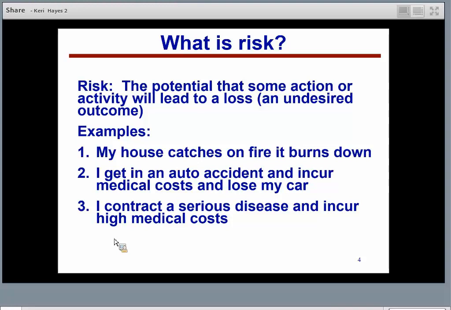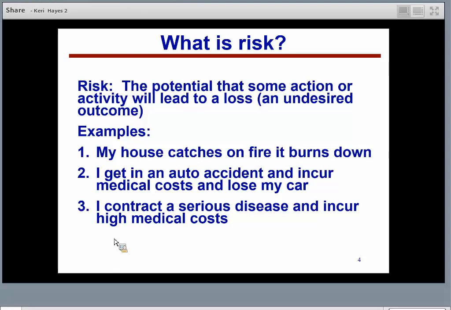So first, the first undesirable outcome you can think of is just basically your house catching on fire, right? That's obviously something we'd like to prevent against. A lot of us buy insurance against that. Second, if I get into an auto accident and I might have some medical costs, or I might have some damage to my car, it might be totaled. And so I want to prevent against any losses that I can incur from that accident.